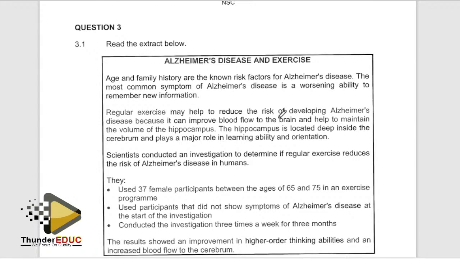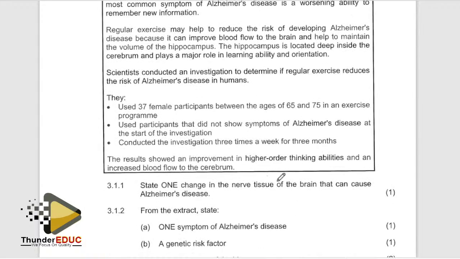Alzheimer's disease. Question 3. The last question. This question is too much reading, so I may not read everything. You have to read, but I will just try to extract what is important. State 1 change in the nerve tissue of the brain that can cause Alzheimer's disease.